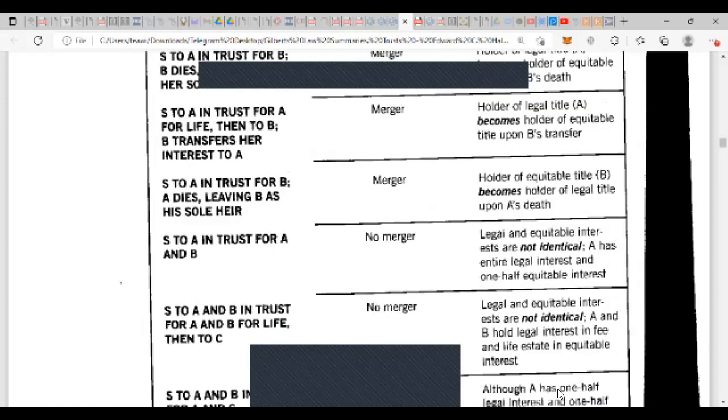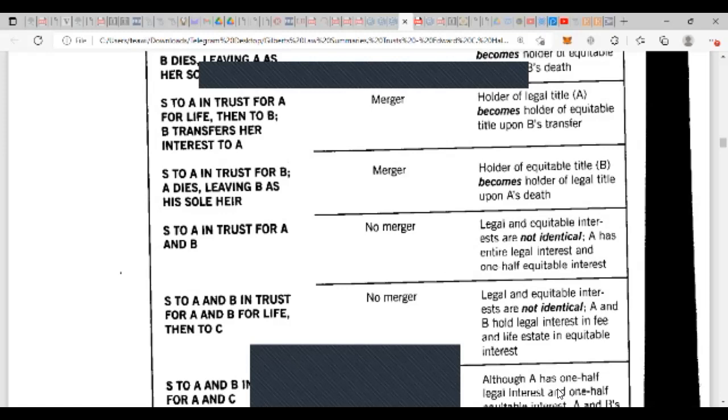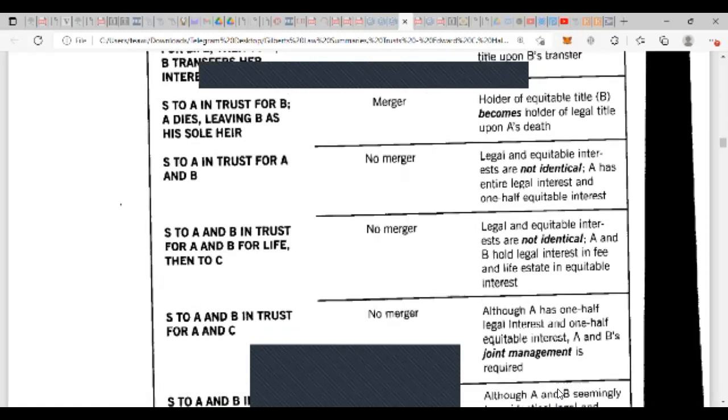So another scenario would be S to A in trust for B. A dies, leaving B as his sole heir. That is also a merger. The holder of equitable title, B, becomes the holder of legal title upon A's death. So S to A in trust for A and B is no merger because the legal and equitable title interests are not identical.